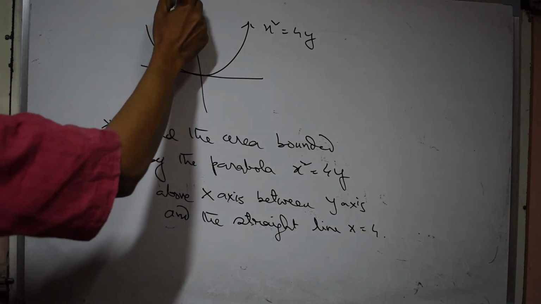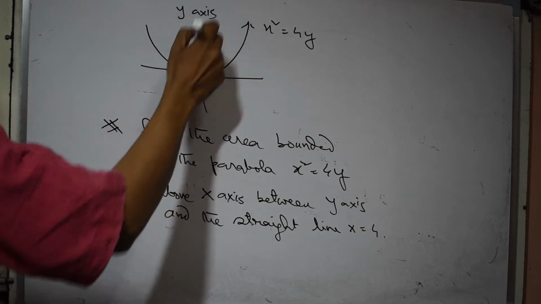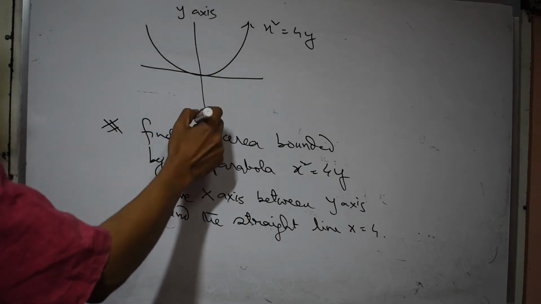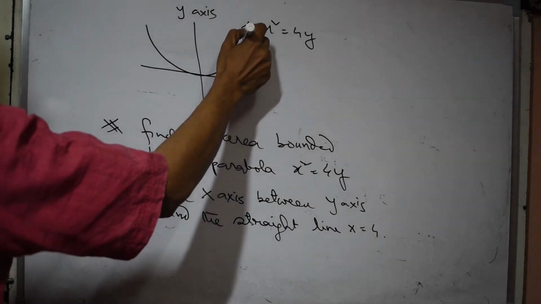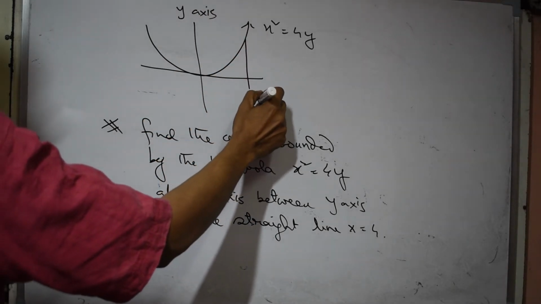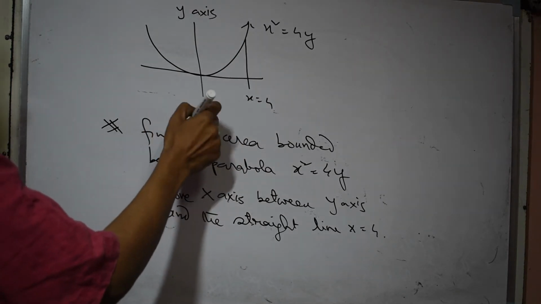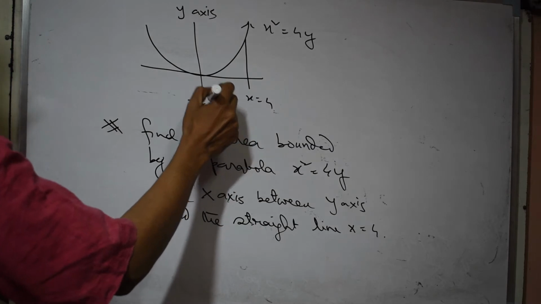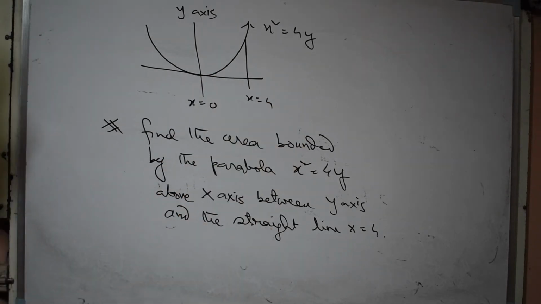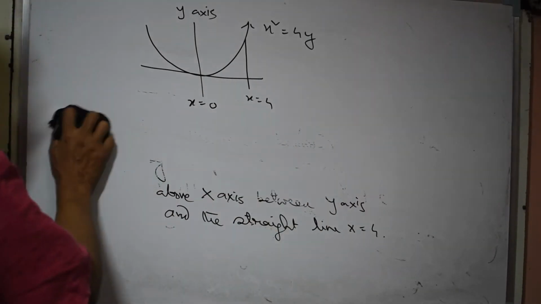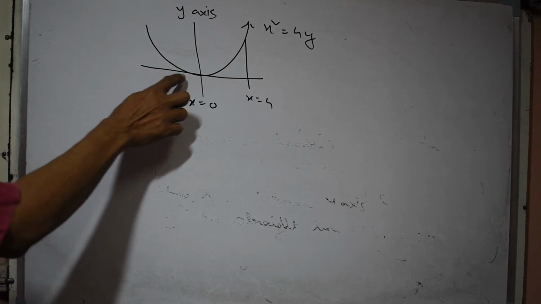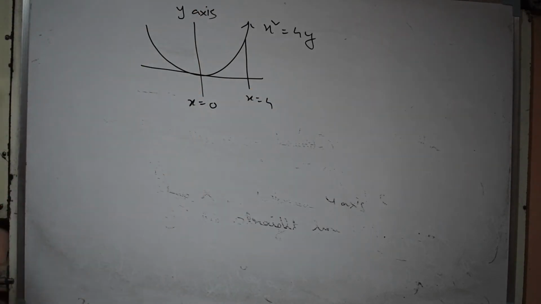Now this is the y-axis. All we are saying here, you have to find out the area between the y-axis and the line x is equal to 4. Suppose this is the line x is equal to 4. That means we need to have the idea of the area from x is equal to 0 to x is equal to 4. This is the idea of the question. This area is included between 0 to 4 because the y-axis is x is equal to 0.